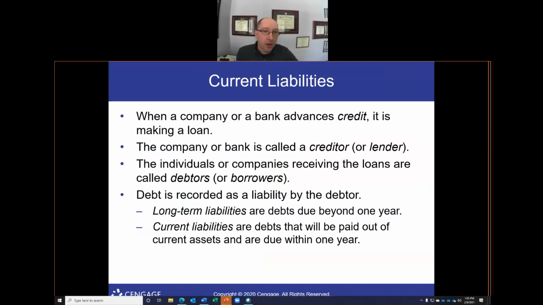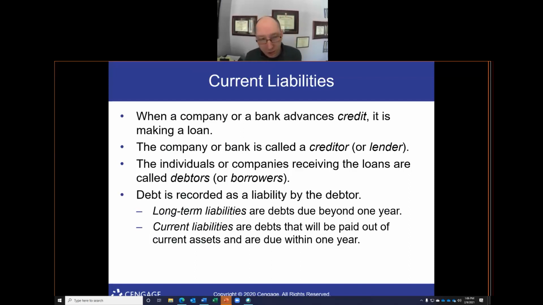Okay. So, current liabilities. Current liabilities are debts that the company owes to someone else short term. Remember, the word short term means less than 1 year. Long term is greater than 1 year. An example of that would be I received my electric bill. I haven't yet paid it. I put it into accounts payable. Accounts payable is an example of a current liability.